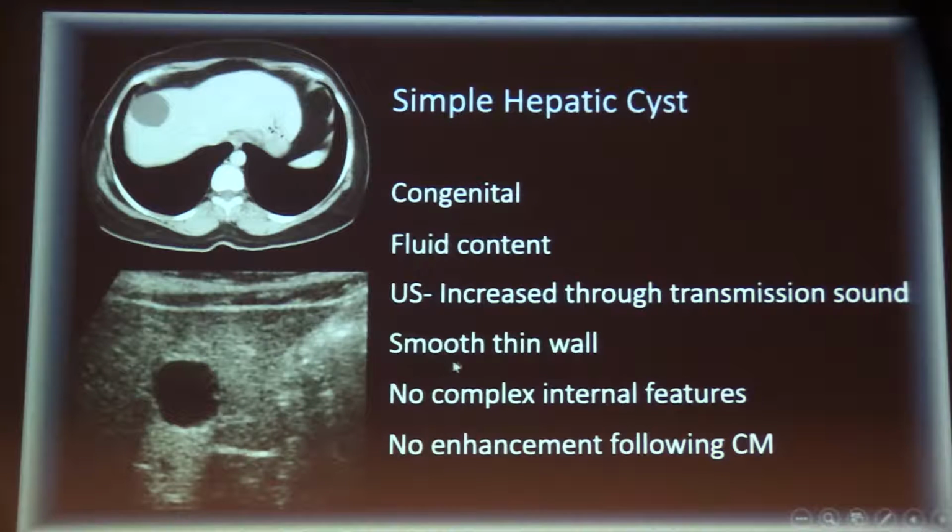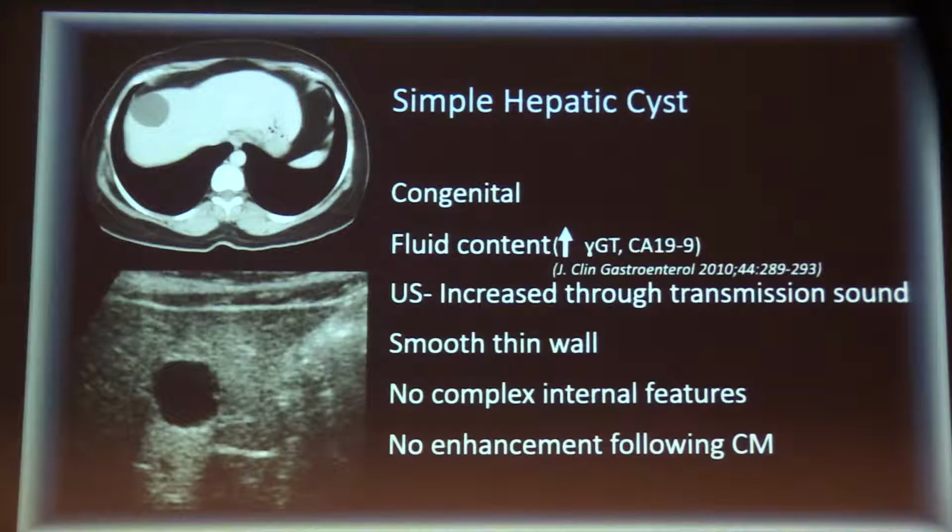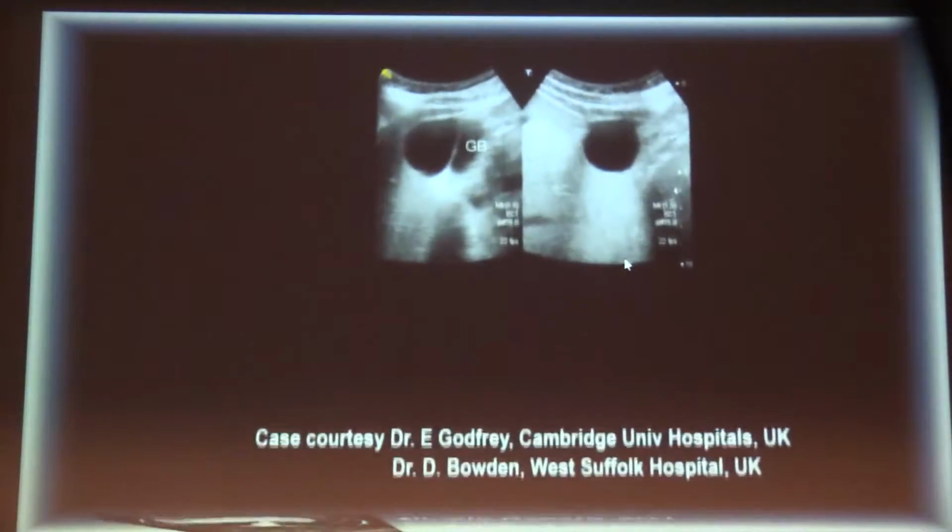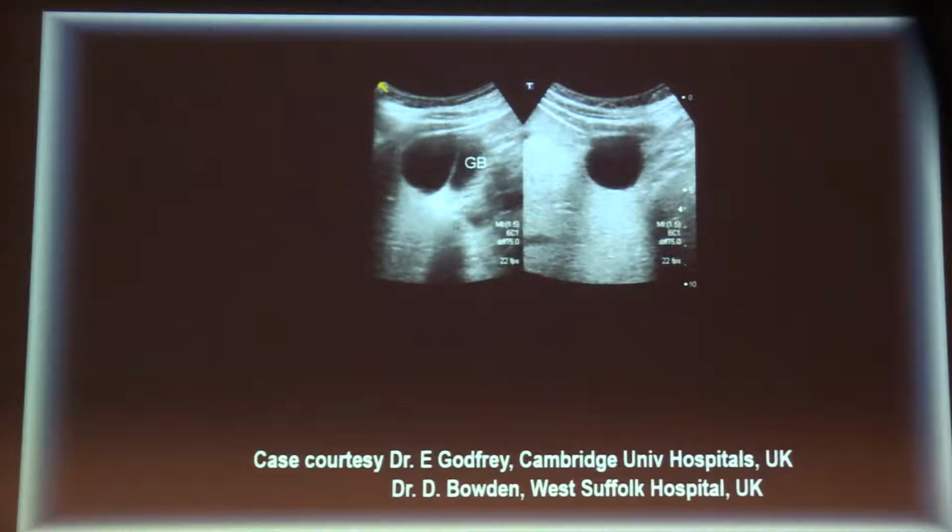They have a very smooth, thin wall. There are no complex internal features within them, and there is no enhancement following the administration of contrast material. Puncturing them will not help you in differentiating between benign and malignant because all of them will contain a certain amount of gamma GT and CA19-9. I will show you many cases as we go through this lecture.